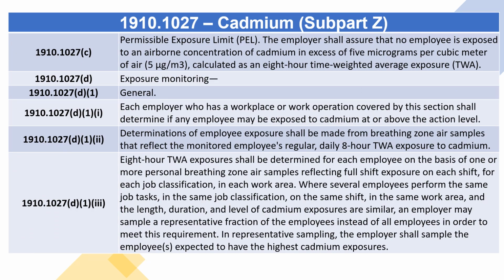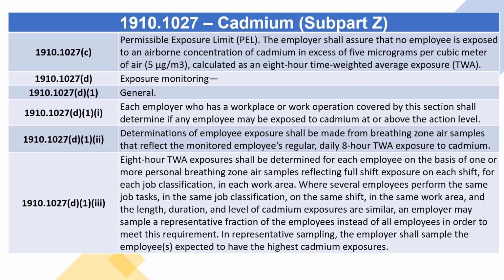1910.1027(c), Permissible exposure limit, PEL. The employer shall assure that no employee is exposed to an airborne concentration of cadmium in excess of 5 micrograms per cubic meter of air, calculated as an 8-hour time-weighted average exposure, TWA. 1910.1027(d), Exposure monitoring. 1910.1027(d)(1), General.